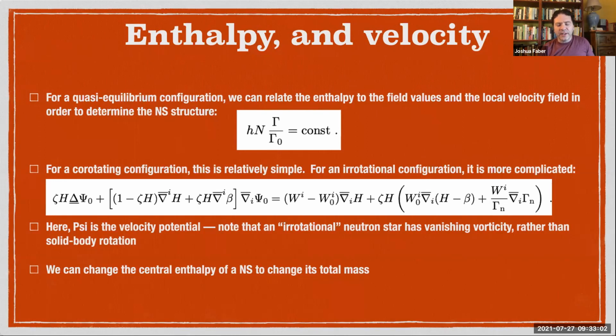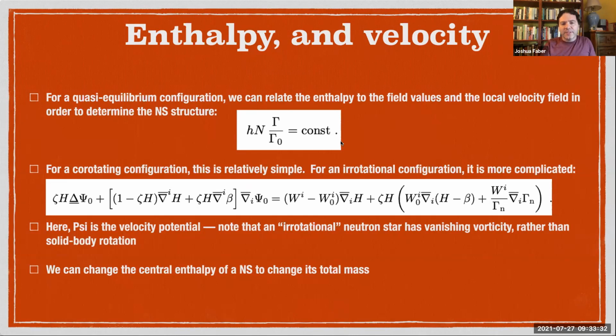One issue is that irrotational neutron stars may or may not do what you would expect. Irrotational neutron stars are not defined so that they move like solid bodies. They're not just completely backspinning in a way that they are merely translating locally in space. They're defined to have zero vorticity, which is a slightly different condition than, in some sense, solid body rotation.